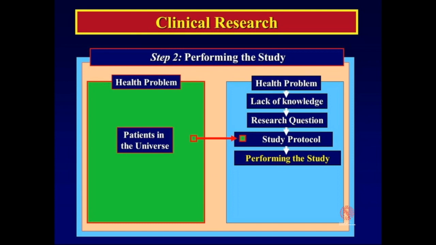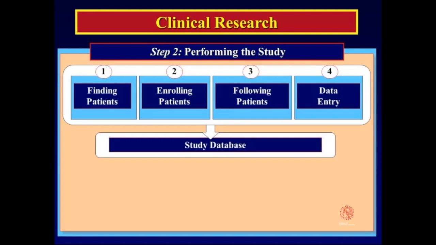Then we finish with the planning. Everything is approved. Your protocol is approved. You have your database, and now we're going to be moving to performing the study. Simplistically, we can say, it is a prospective study. We're going to find the patients, enroll the patients. We may or may not need to get consent, follow patients, do the data entry, and then everything is going into the database.